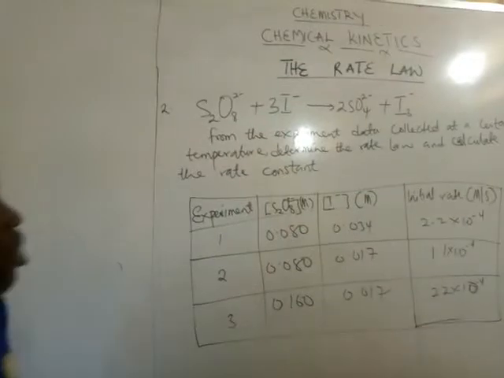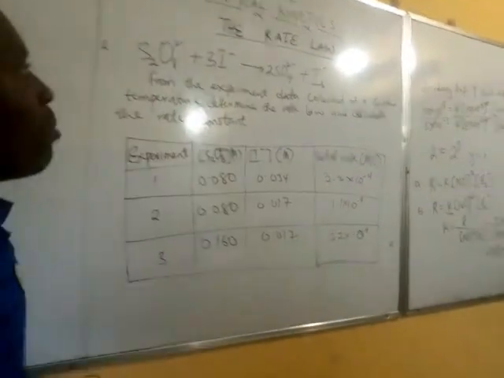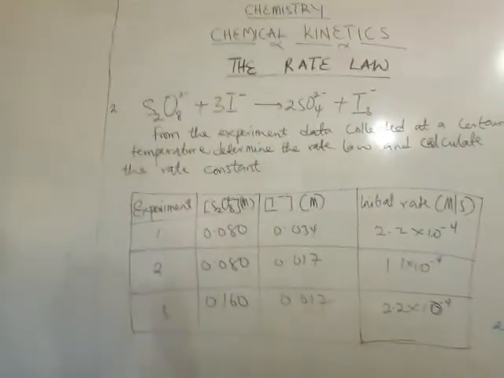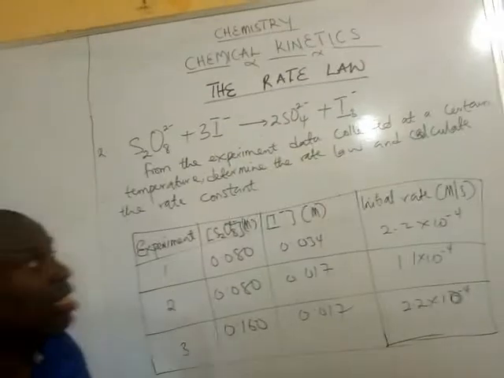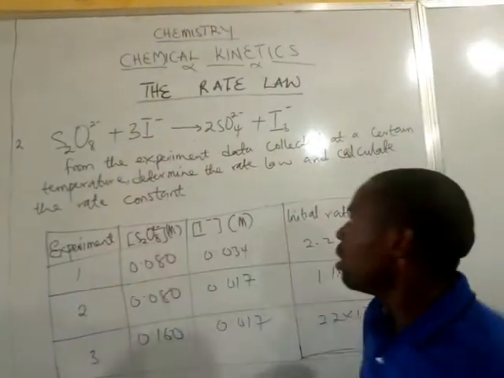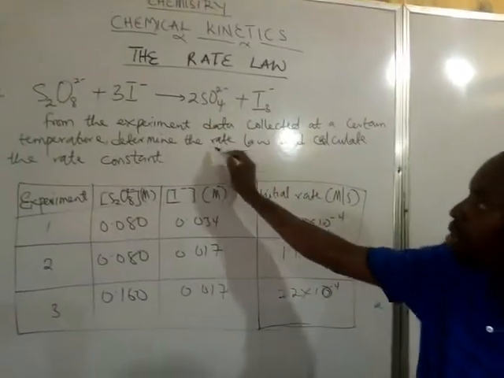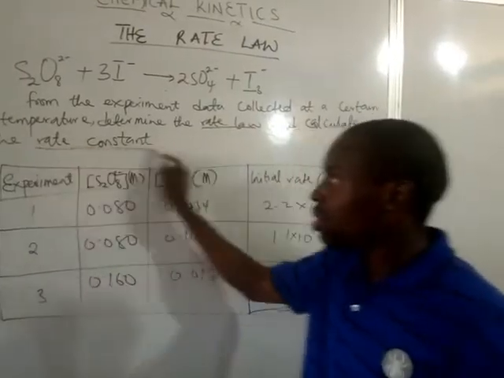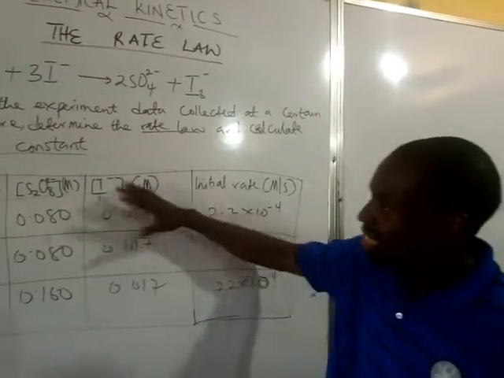Now this is another question too. This question is from the experiment data collected. When you look at the second question here, it said from the experiment data collected at a certain temperature, determine the rate law and calculate the rate constant. The rate law and the rate constant. From there, we can also get the order of the reaction. And these are the data given to you.